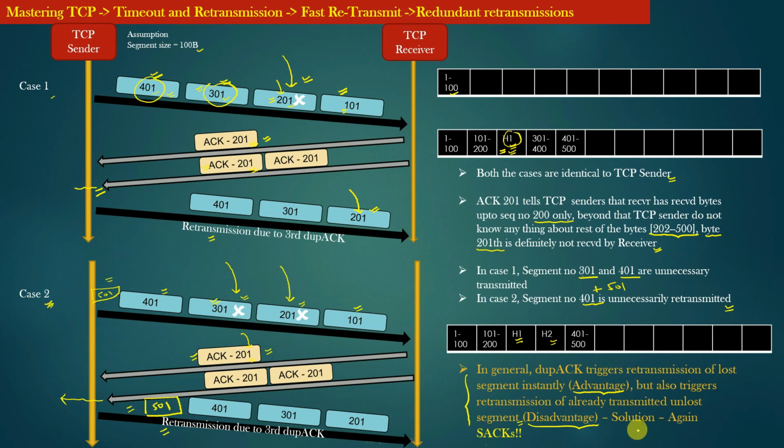So the solution to this problem is again selective acknowledgement. Shortly we are going to discuss the concept of selective acknowledgement in detail, and we will discuss how selective acknowledgement solves the problem of multiple holes in the receiving buffer of the recipient TCP, as well as how it solves the problem of redundant retransmissions by duplicate ACK.